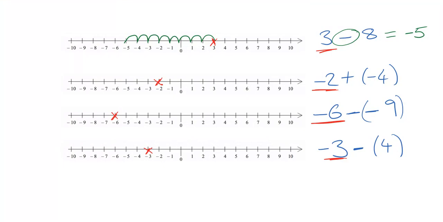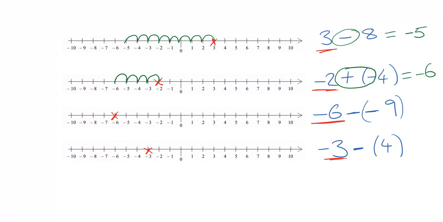So next example, we already know we're starting at minus 2. And look, again, we only have one negative sign between the 2 values. So that means we're going to move down. So minus 2 plus a minus 4. 1, 2, 3, 4. The answer is going to be minus 6.